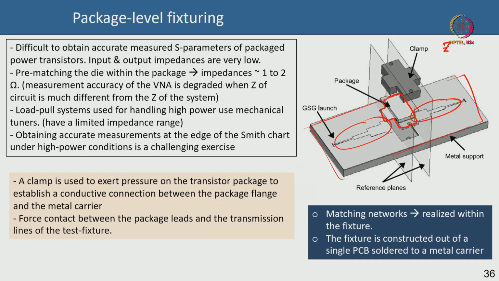So, you have to do some pre-matching, okay, and you need to transform the impedance. You have to transform the impedance of the surrounding 50 ohm to something like say 5 or 10 ohm, so that matching to this 1 or 2 ohm becomes more convenient or easier, okay.